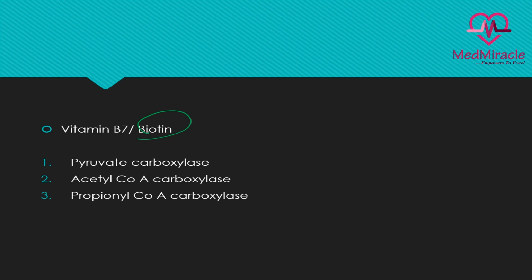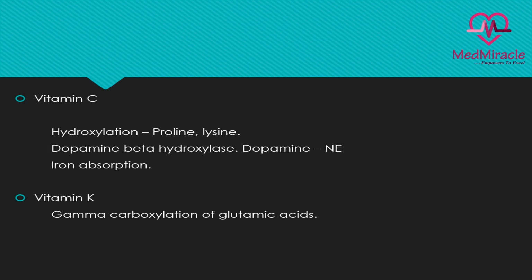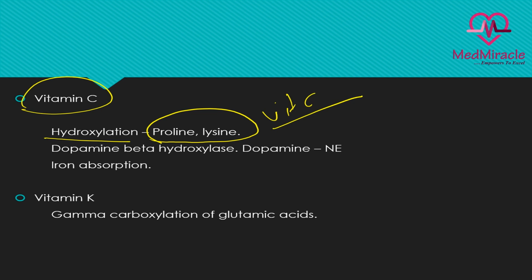Biotin mainly does carboxylation. So pyruvate carboxylase, acetyl coenzyme A carboxylase, propionyl coenzyme A carboxylase. So vitamin C. Vitamin C is hydroxylation. In the collagen pathway you would have seen proline, lysine hydroxylation is done by vitamin C. There is another hydroxylase, dopamine beta hydroxylase, dopamine to norepinephrine.